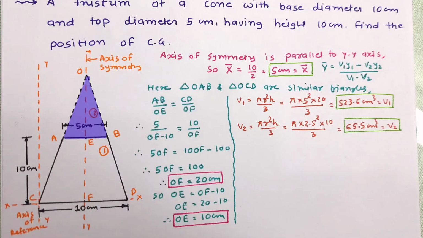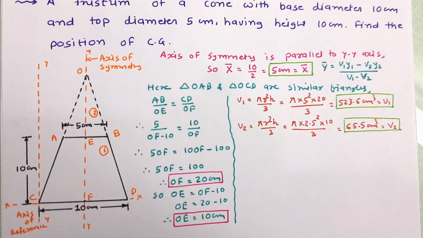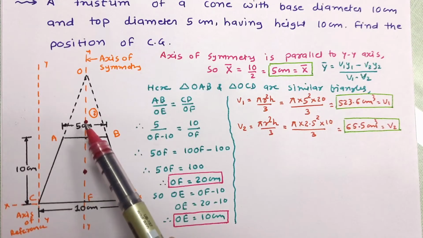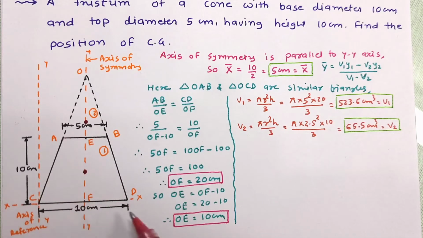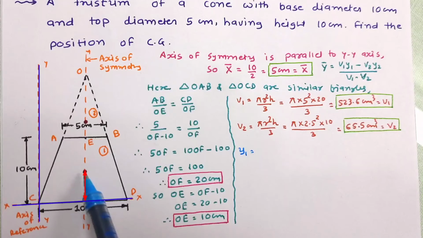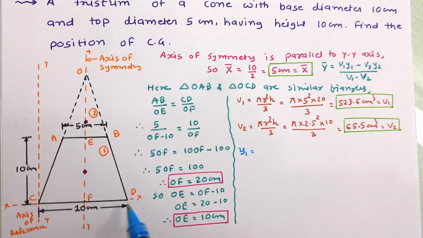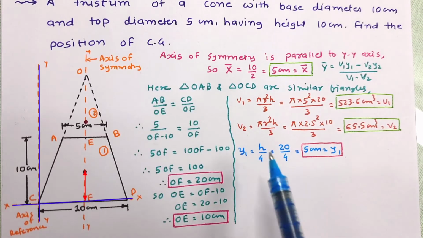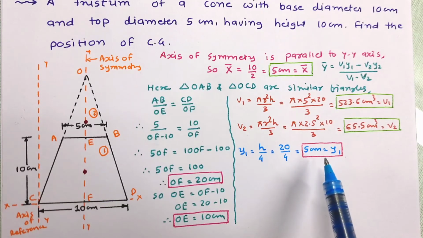Now let us work out Y1 and Y2. Before that, let us mark the centroid points. This point is the CG of the complete cone and this point is the CG of the top cone. Now let us work out the distance of these points from the reference x-axis, that is distances Y1 and Y2. Let us start with Y1. Y1 is the centroidal distance of the complete cone from the reference x-axis, and for a cone we know that the distance is height by 4. So Y1 has been obtained as 5 cm. Now let us work out Y2.